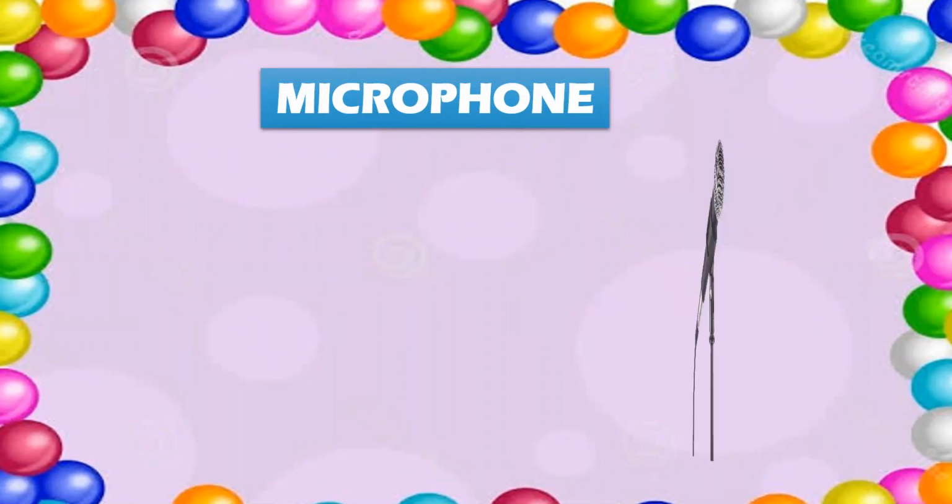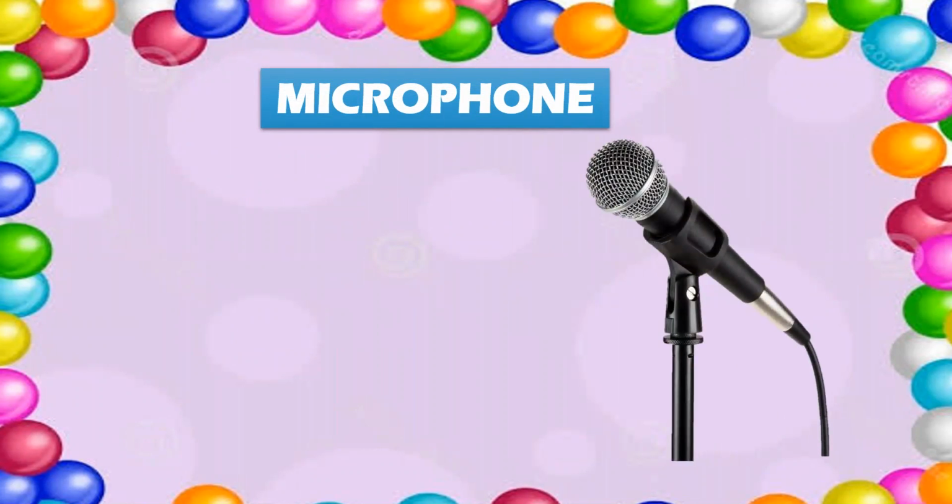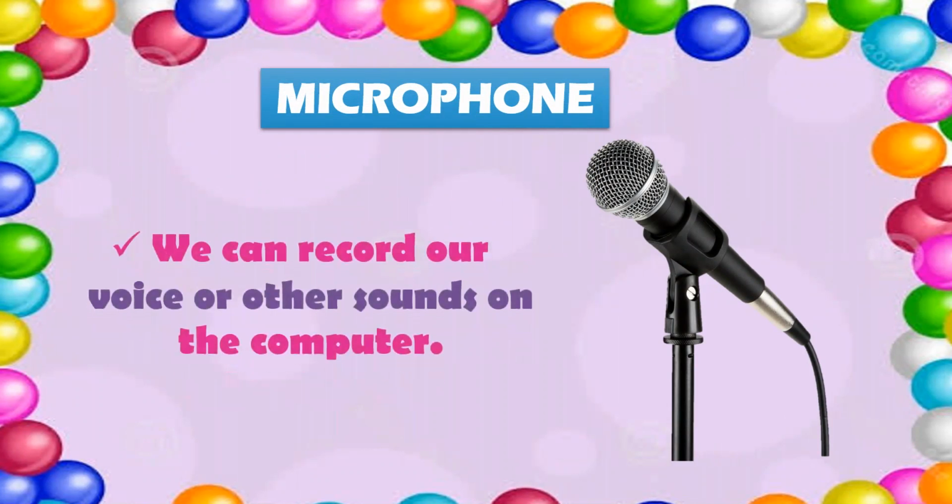Additional part of a computer. You can see the picture. This is called a microphone. Can you tell me the use of a microphone, children? If you want to record your voice or sound in the computer, you have to use a microphone. There are different types of microphones available, children. By using a microphone, we can record our voice or other sounds on a computer. These days, microphones come with headphones, and the whole unit is called a headset.